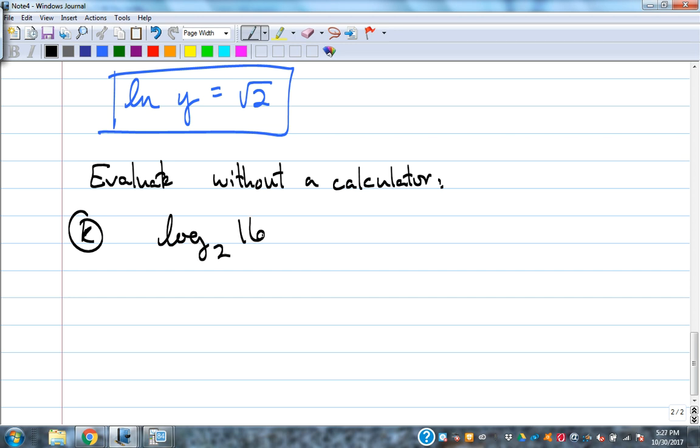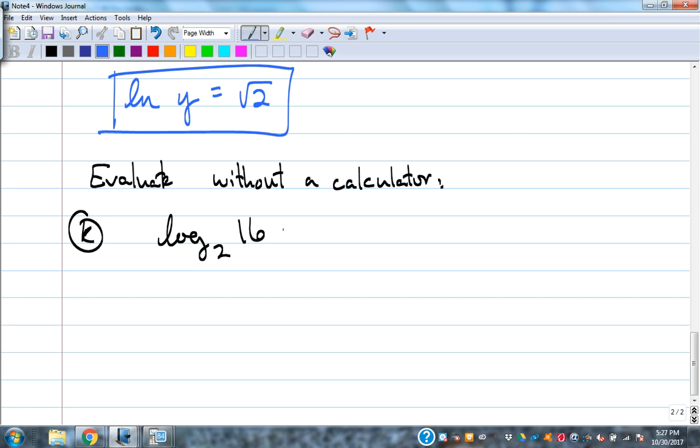Log base 2 of 16. Now, some of you may be a little bit better at this than others. I want to take you through the process of, okay, what if I don't know what I'm doing here? How can I get there? The trick here is thinking, okay, 2 is the base, so I'm looking for what 2 to what power gives me 16.